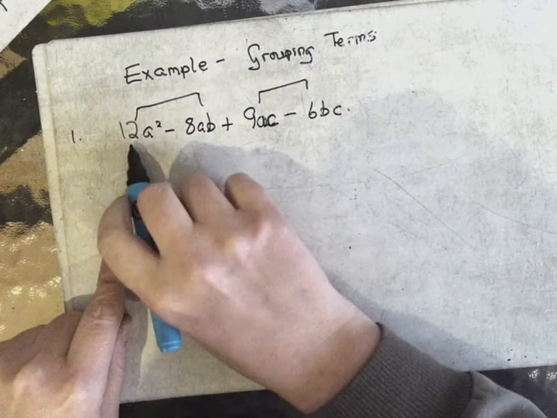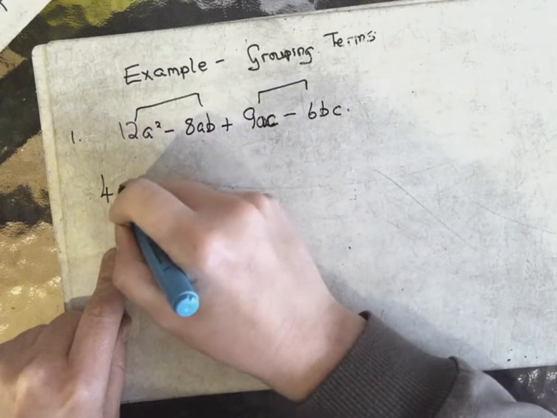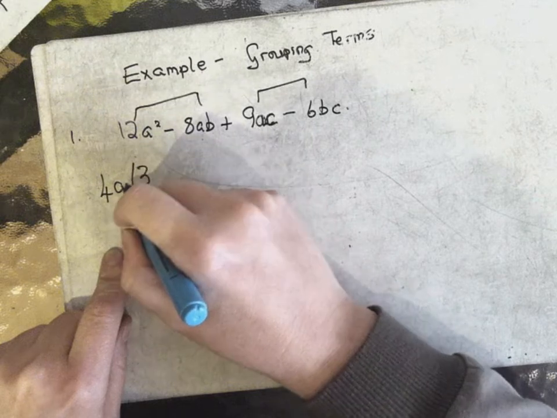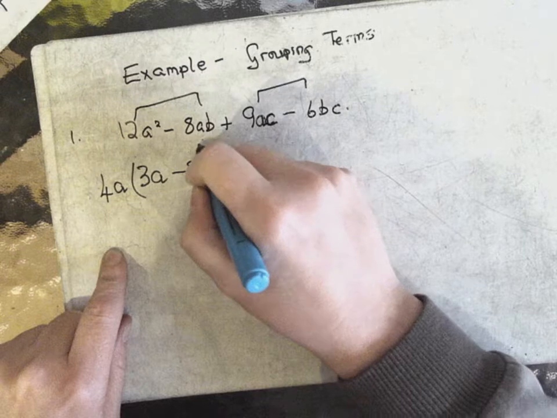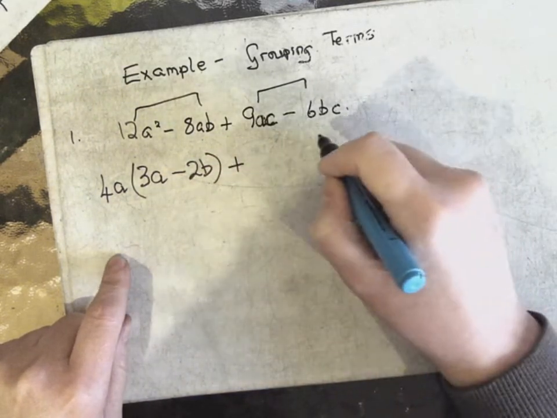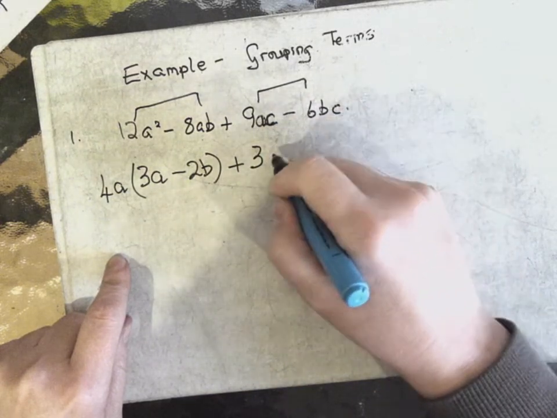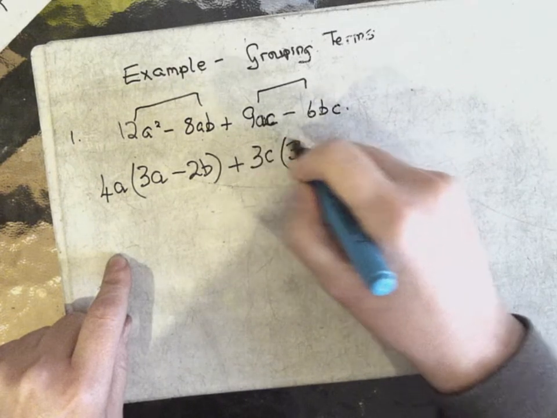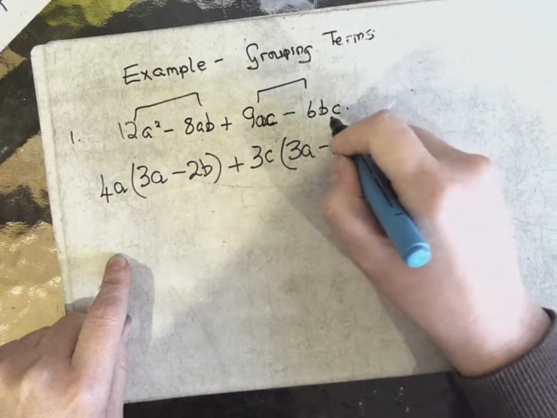Out of the first 2, there's a 12 and an 8, so there's a 4 common. This is AA and this is AB, so there's an A common. So 4 by 3 is 12. It was A squared, took one of these out, there's still an A left. Here, 4 2's are 8, the A is gone out, but there's a B left. Out of this one, there's 9 and 6, so there's a 3 common. There's an AC and a BC, so there's a C common. So 3 by 3 is 9, and the C is gone, but the A is left. And 3 by 2 is 6, so there's a 2 left, and the C is gone out, but the B is left.